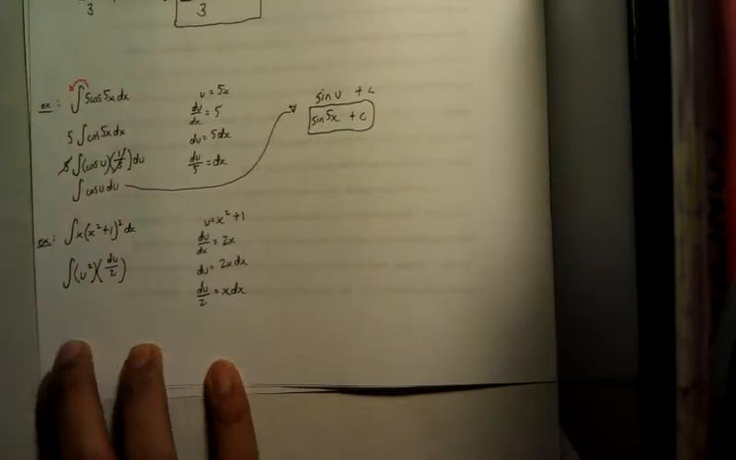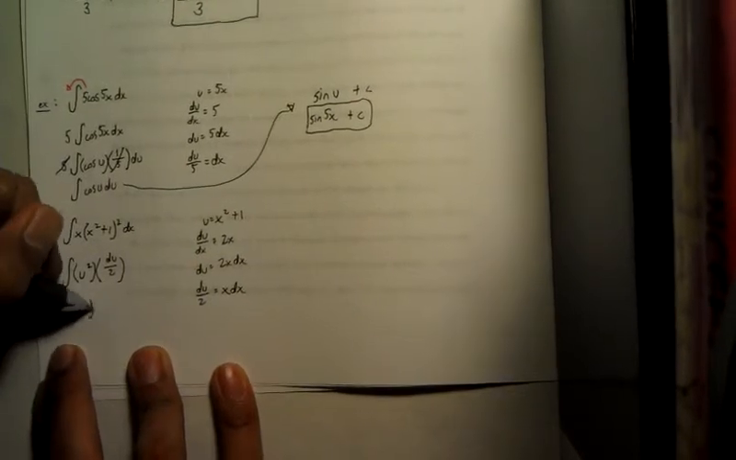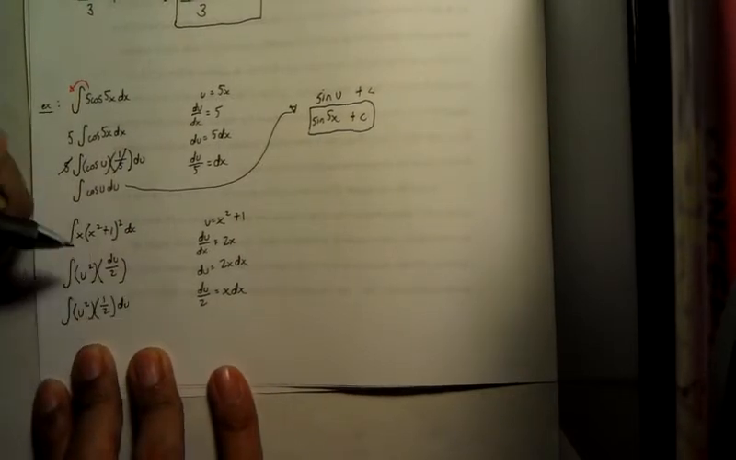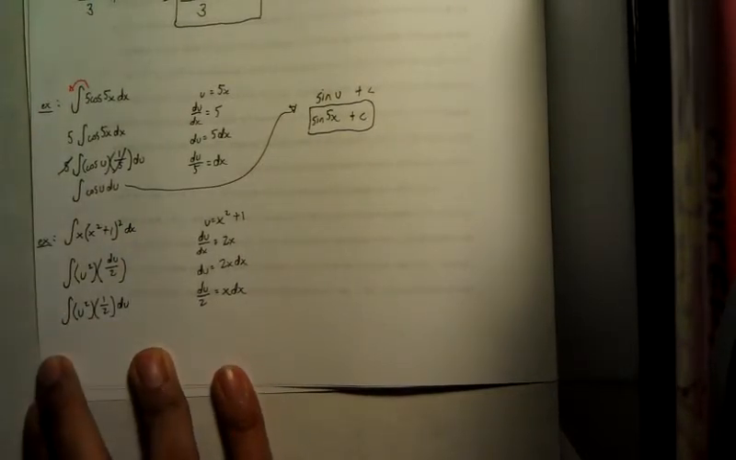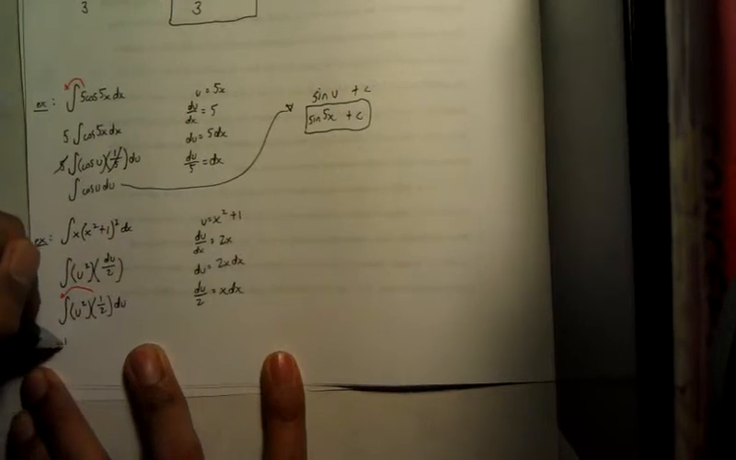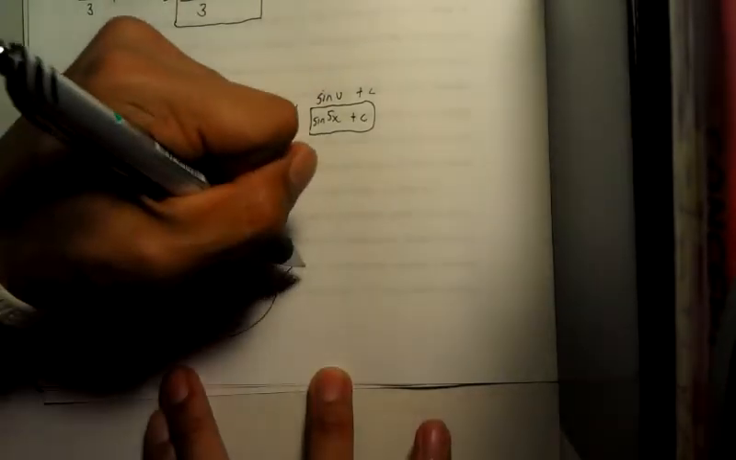So it's now the integral of u squared times du over 2. This can be broken up into 1/2 du. Bring the 1/2 out in front, and you get 1/2 times the integral of u squared du. Move it over here.